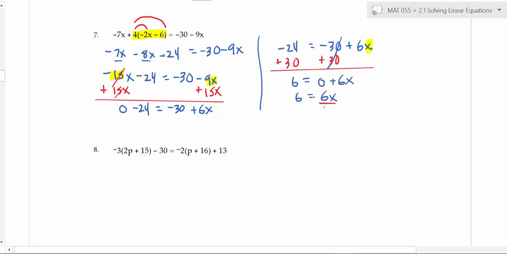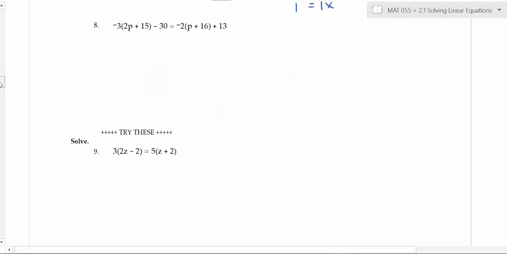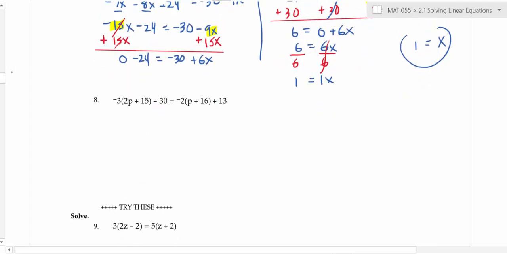Then you can divide both sides by 6, which will isolate the x by itself, giving you 1x equals 1. So you get the answer x equals 1. So if you prefer writing your steps that way, you can do it that way. Okay, next problem. Start with distributive property on the next problem.